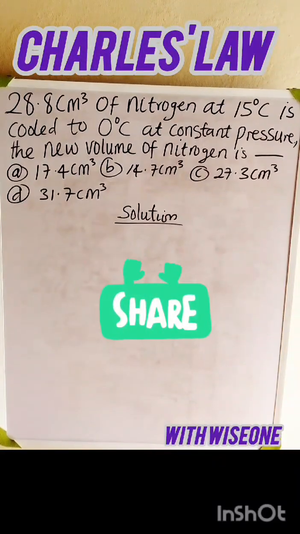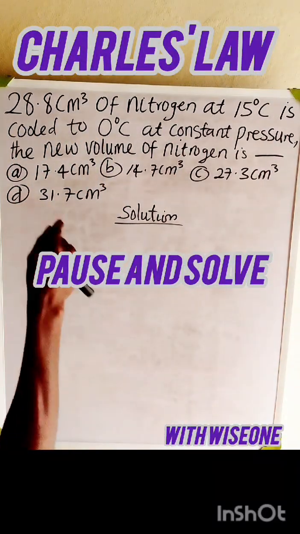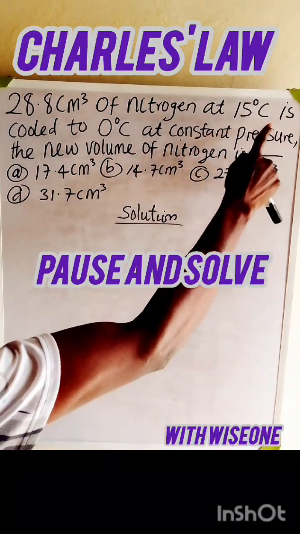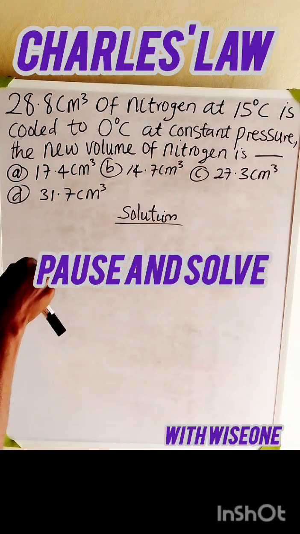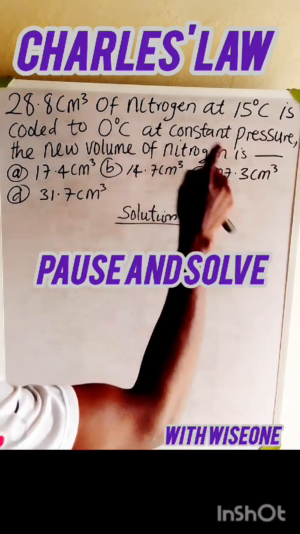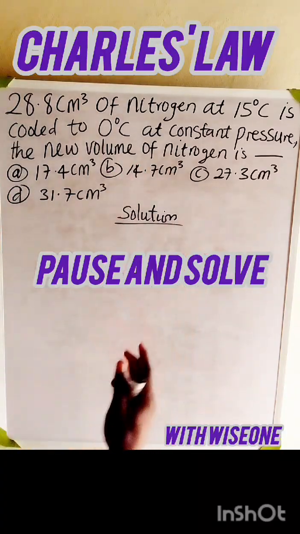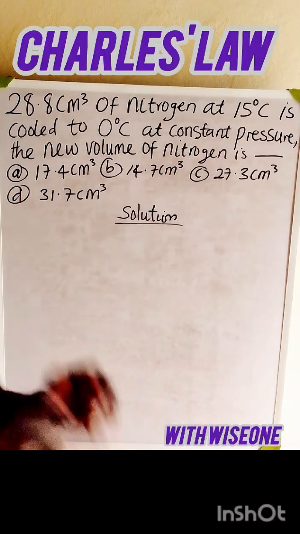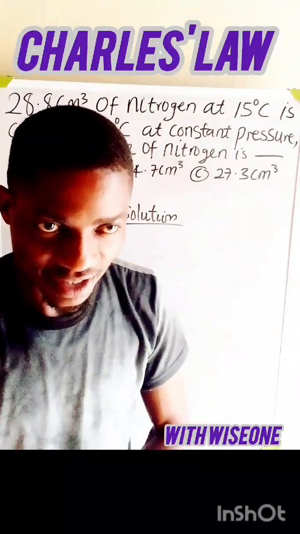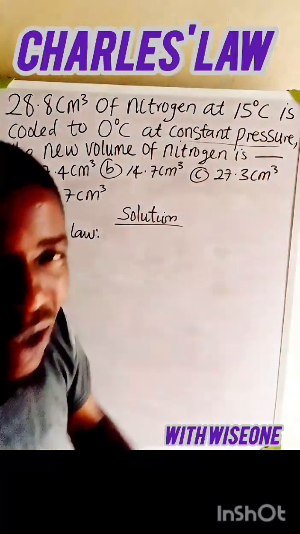Let's go. Question on the board says 28.8 cm³ of nitrogen at 15 degrees Celsius is cooled to 0 degrees Celsius at constant pressure. The new volume of nitrogen is... Alright, so from the question here, we have seen that something is constant. You see the word constant pressure, know that this is Charles' law.